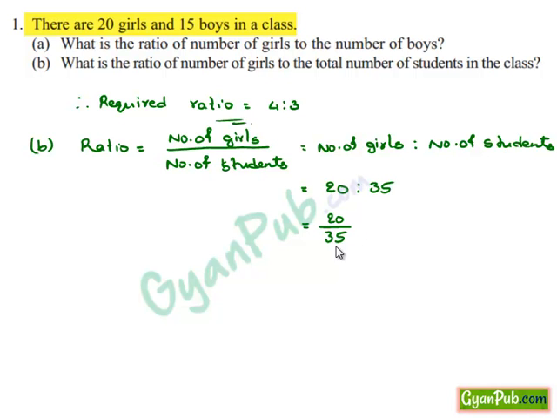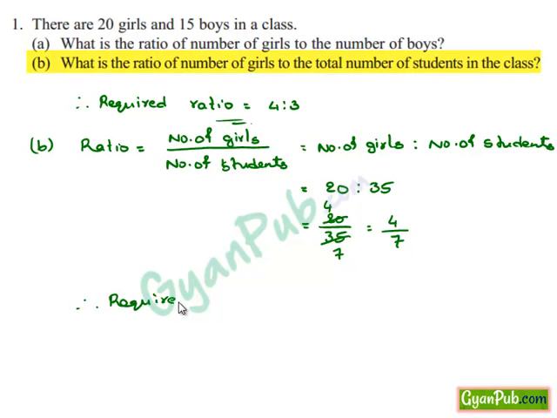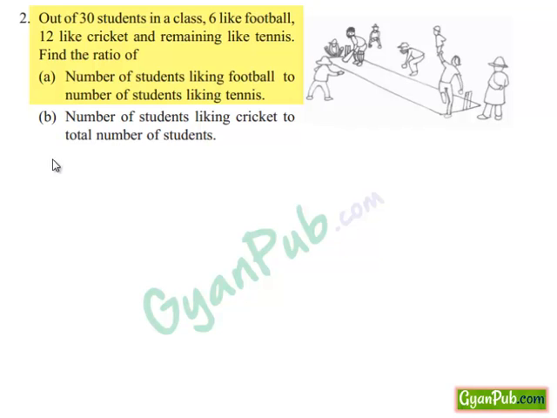Here 20 and 35 are multiples of 5. So 5 goes in 20 by 4 times and in 35 by 7 times, which is equal to 4 upon 7. Therefore, required ratio is 4 is to 7. Moving on to the second question.